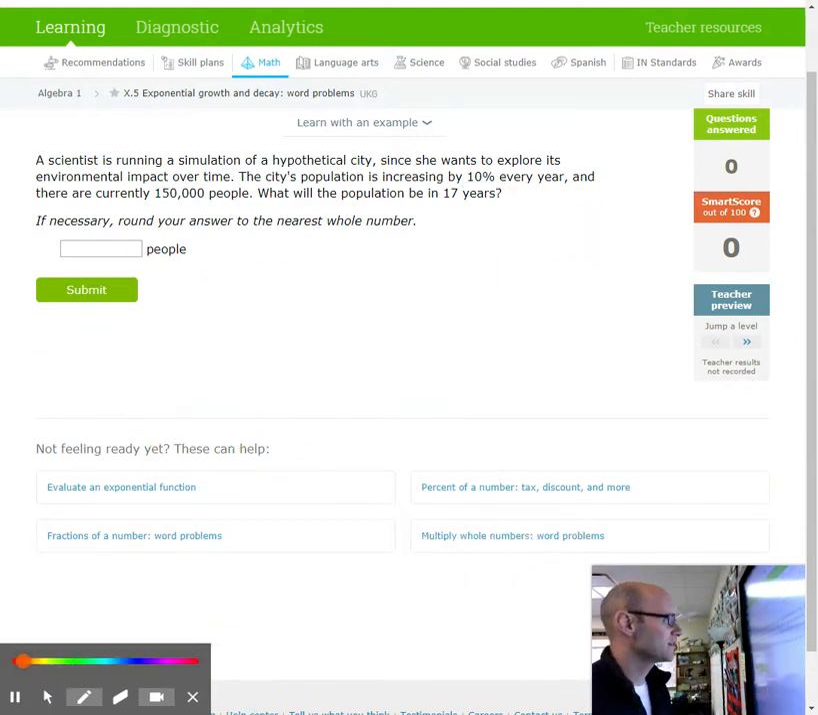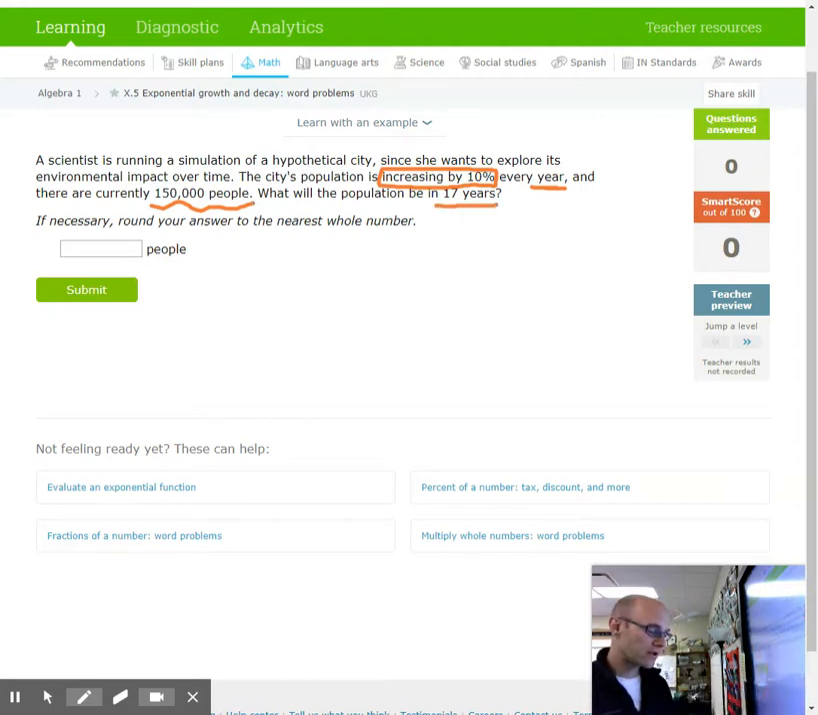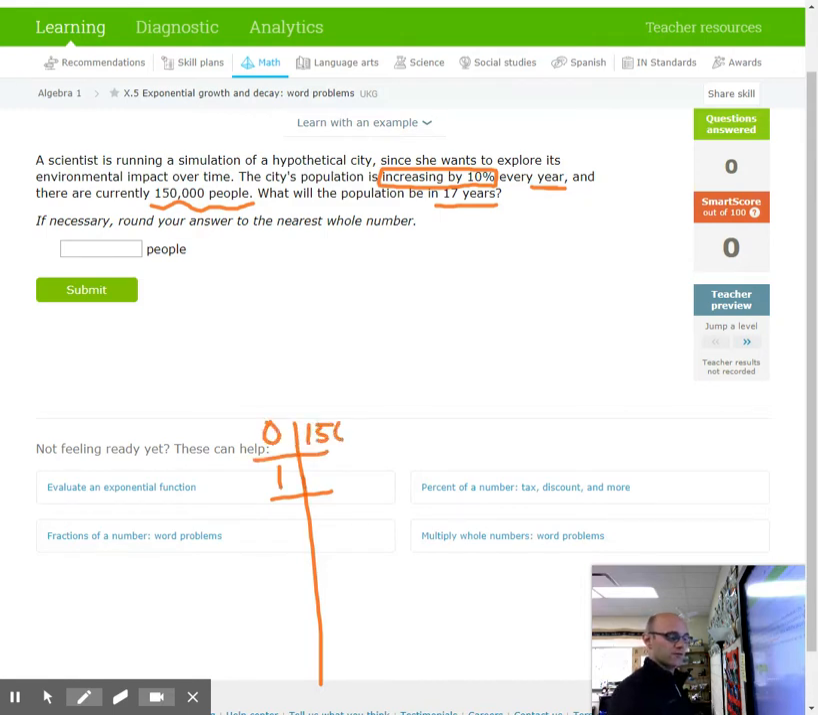Okay. Our first problem says a scientist is running a simulation of a hypothetical city. Since she wants to explore its environmental impact over time, the city's population is increasing, that's important, by 10% every year. And there are currently 150,000 people. And then here's the question, what will the population be in 17 years? If you could make a little chart of this, I'm kind of picturing we have year 1, and we start off, at year 0, it's 150,000 people, right? To get from year 0 to year 1, it's increased 10%.